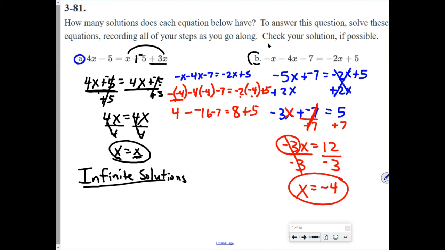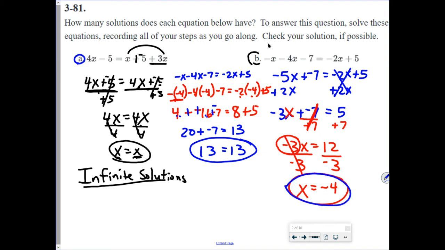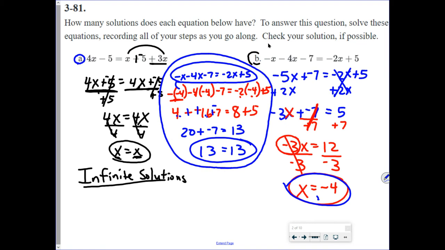Now, I got minus, so add the opposite and add the opposite. I got 16 plus 4, which is 20, plus -7. 8 plus 5 is 13, and 20 plus -7, 13 equals 13. Aha! This solution makes this equation true, so therefore, we have the correct answer. Again, I'm not going to ask you to do this always, but if you get an x equals something, a solution, you can always plug it into your equation and see if they come out the same. And if they do, you did the right work, okay?